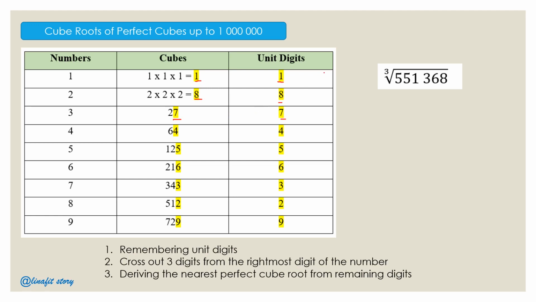Then how to find the cube root of 551,368? First, step number 1. Remembering unit digits. 8 is the unit digit of 2. Next, cross out 3 digits from the rightmost digits of the number. The last, deriving the nearest perfect cube root from remaining digits. The nearest cube root of 551 is 8. So the answer is 82.